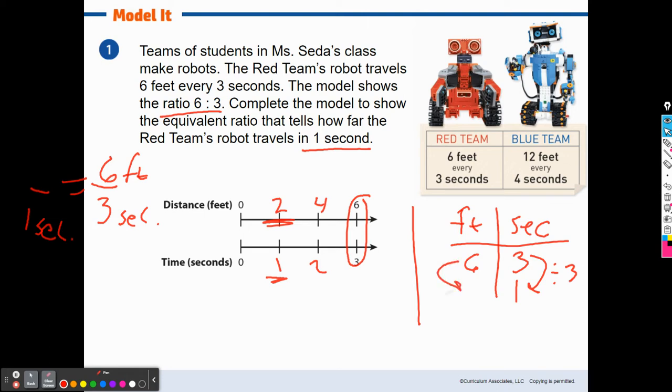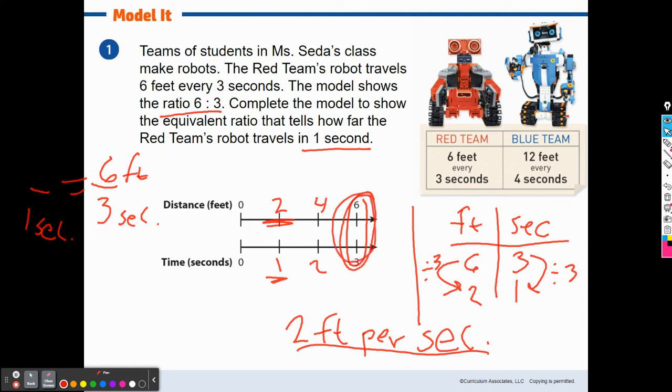Do the same thing to the other side. Divide by 3. 6 divided by 3 is 2. 2 feet per second. So our rate for the red team is 2 feet per second. All right. And the next slide that we look at will talk about why we have changed it to per instead of for every and all of that. All right. So this is our rate. This was our ratio that we were given, and we found a rate.